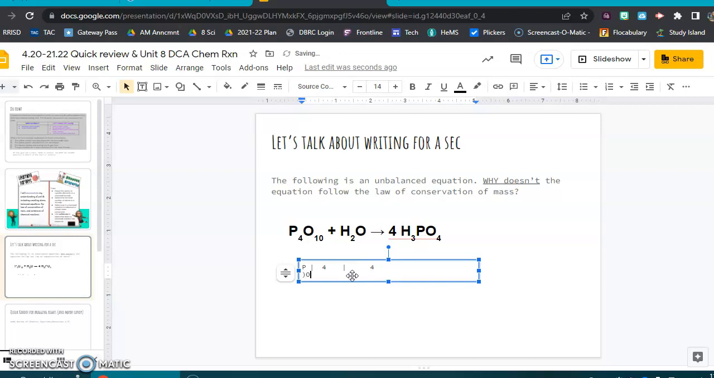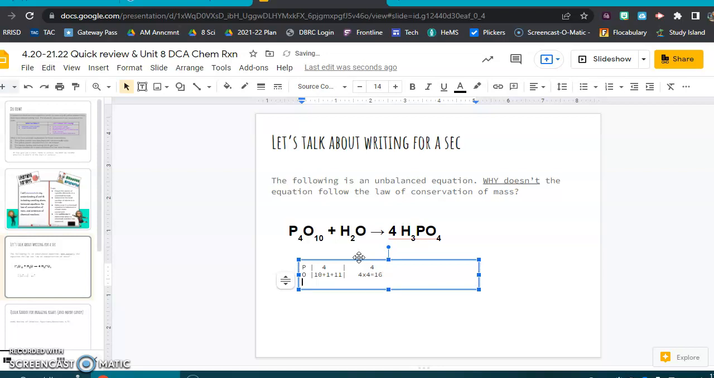And on this side, I have 10. Okay. And then I look and I count some more. I go, oh, but I got 1 here. So 10 plus 1 equals 11. I can kind of shimmy this back over. There we go. But on this side, I have that coefficient, so I have 4 times 4, and that equals 16. So right away, I'm not conserved.